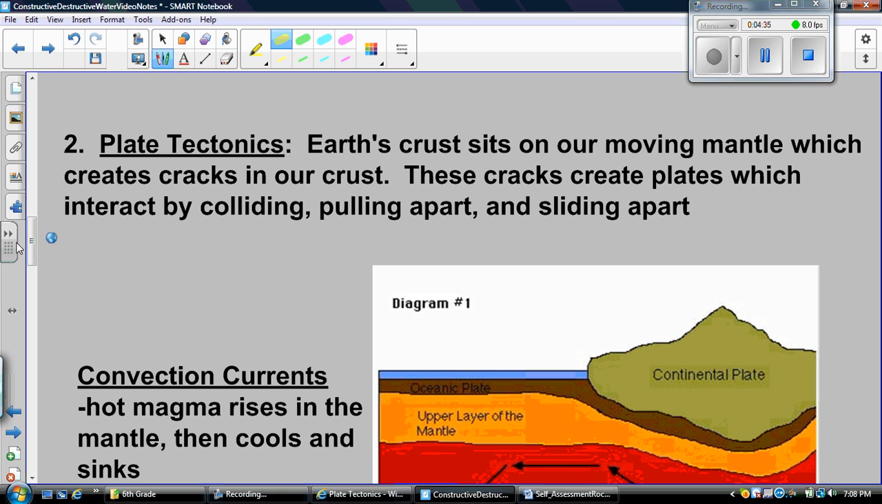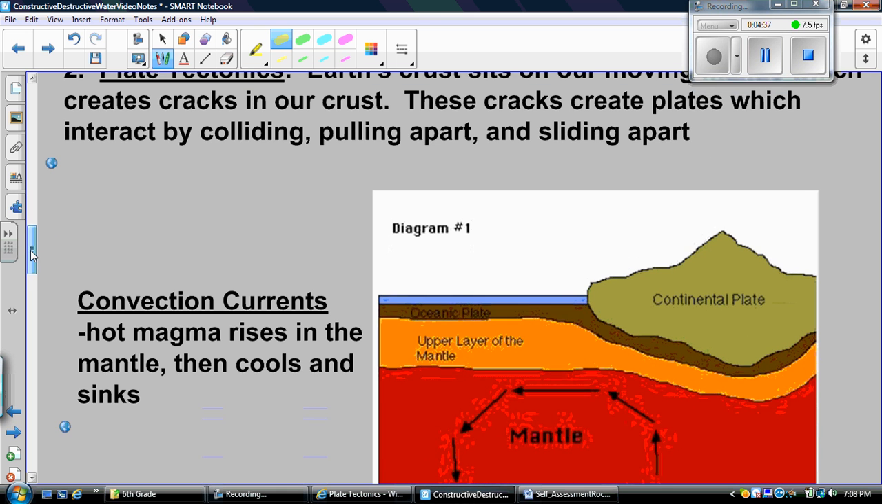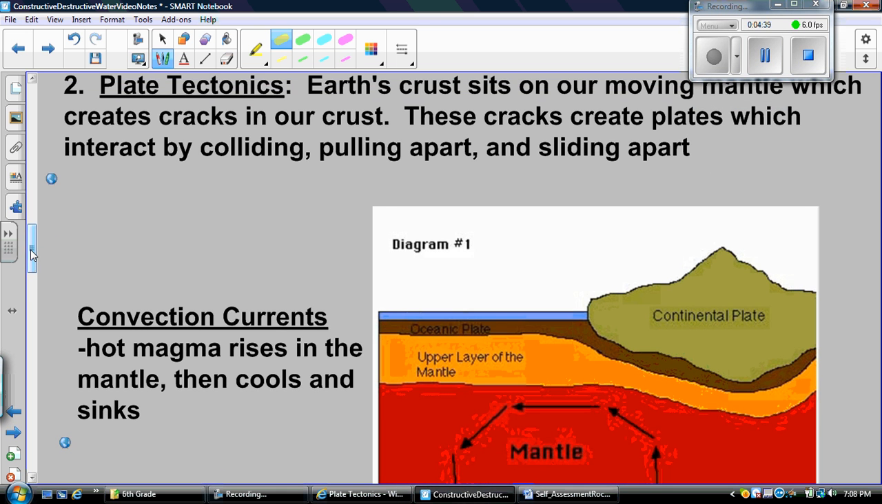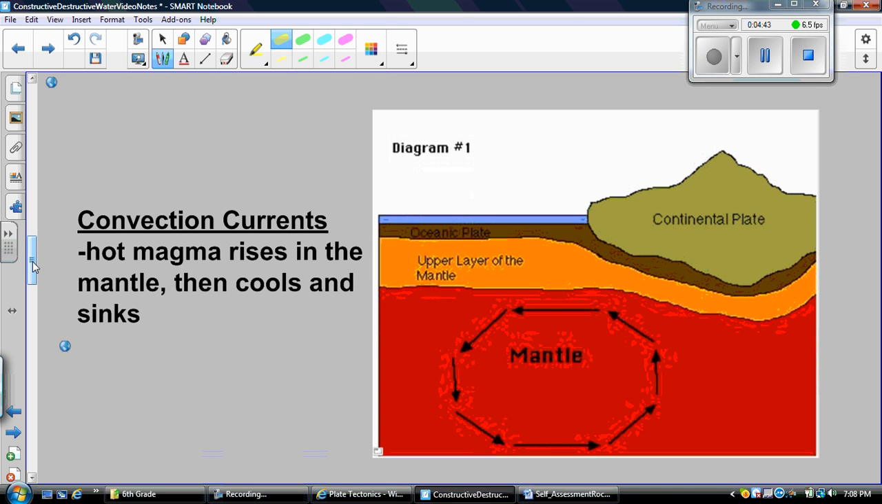Okay, so along with number 2, we need to know why our plates move. Why does our crust move? Well, the reason why they move is because of convection currents. Convection currents in the mantle, this is where the convection currents are occurring. Hot magma rises in the mantle, then cools and sinks. So hot magma is less dense than cool magma. That's why hot magma rises, because it's not as heavy.